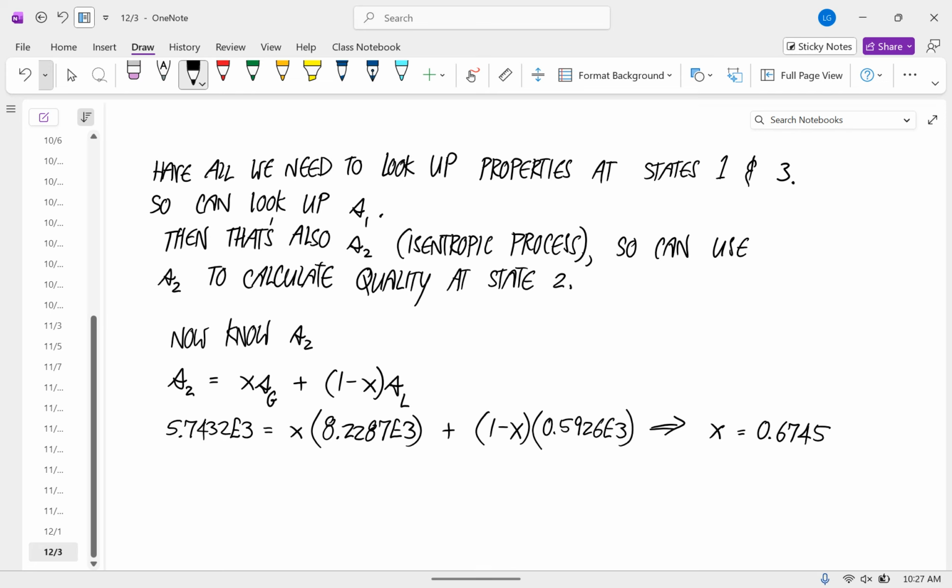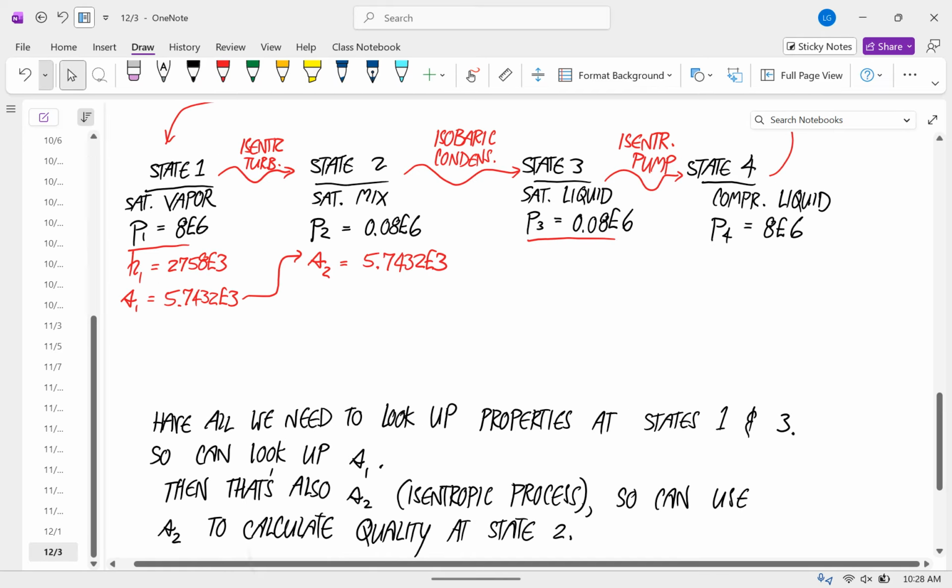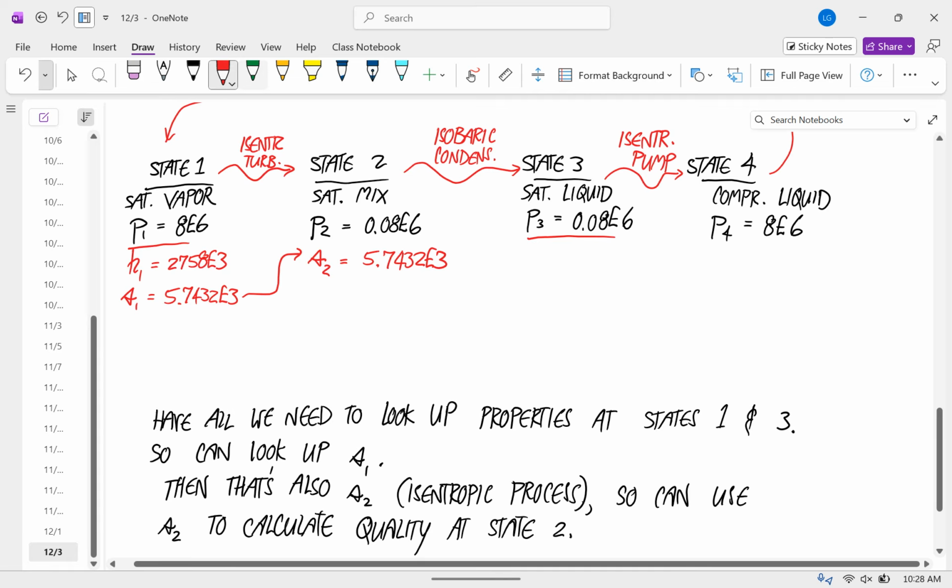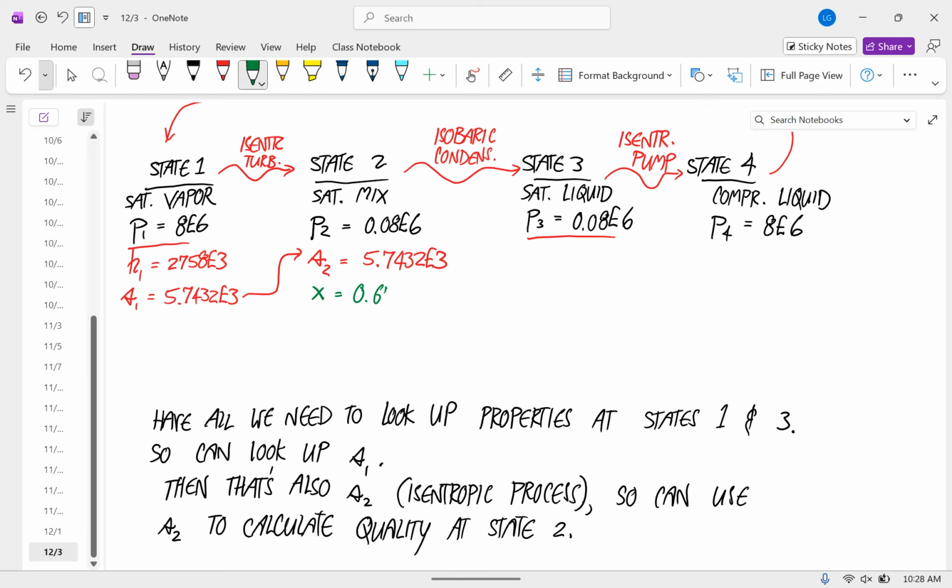Okay, so at state 2, what percentage of the working fluid is vapor? Yeah, 67.45%. So 32.5 whatever percent is liquid. So now we've calculated that X is 0.6745. Now we have everything we need to look stuff up here. Don't ask me what my color codes mean.